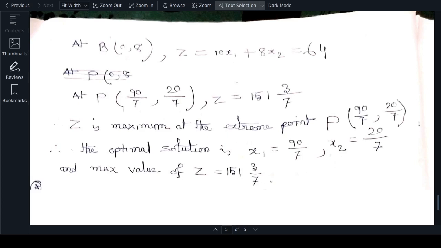So is this clear? Yes, sir. So you will check this one again. Any doubt, then you will ask.